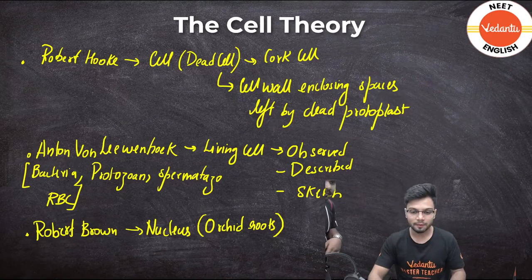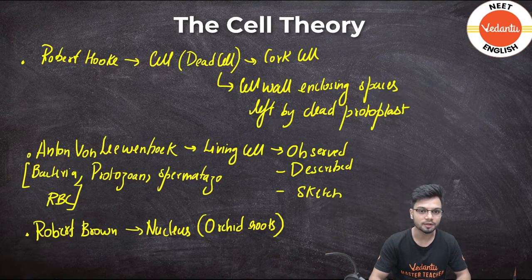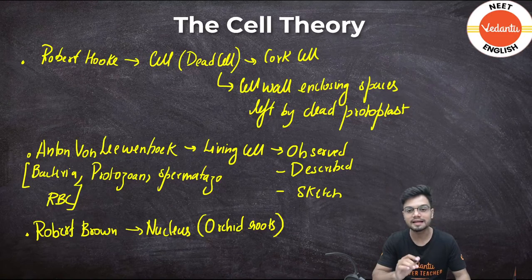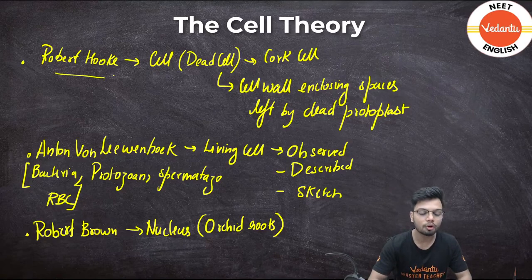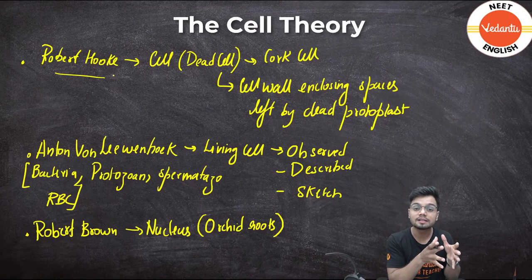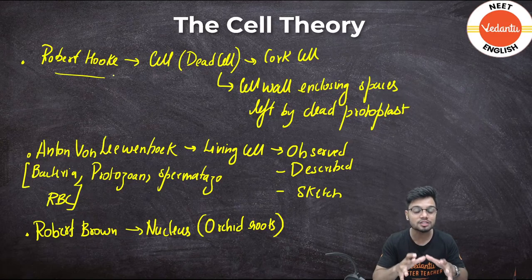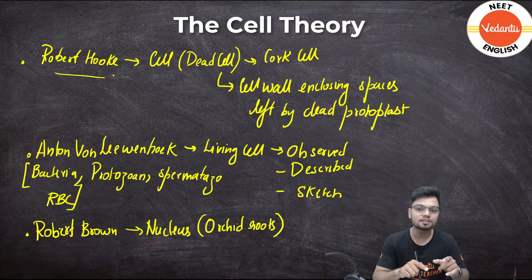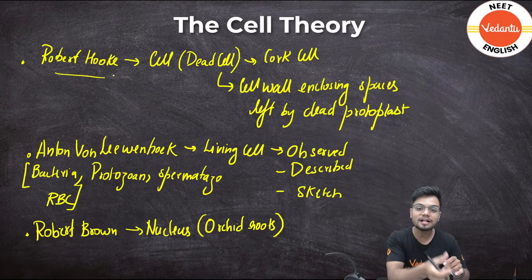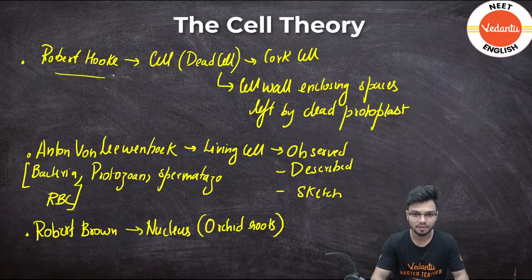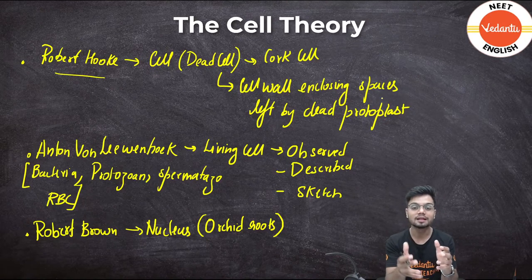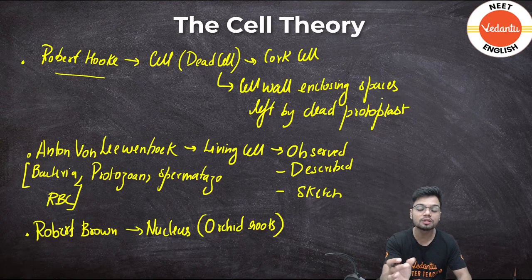Amazing. Now, let me quickly revise the entire thing, what we learned till now. There is something called cell theory. There were different scientists who worked on cell theory. The first scientist was Robert Hooke. He was the first scientist who actually observed cells. But did he observe a living cell or a dead cell? He observed a dead cell, the cork cells. And a small secret which I already told you: the cell wall enclosing a space left by the dead protoplast, that is what Robert Hooke actually observed.